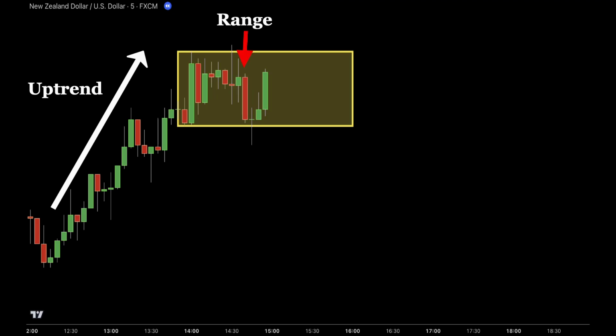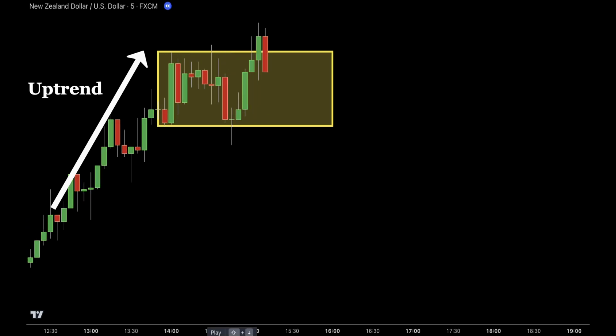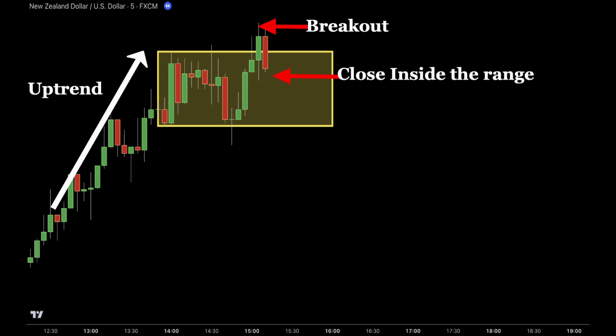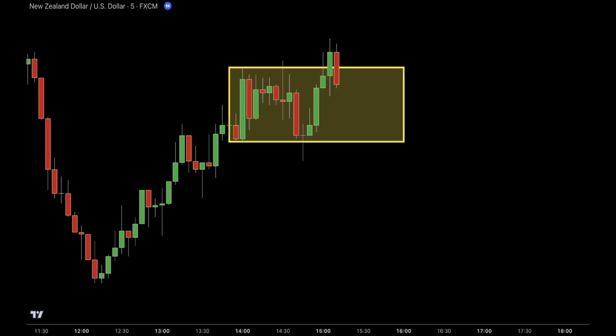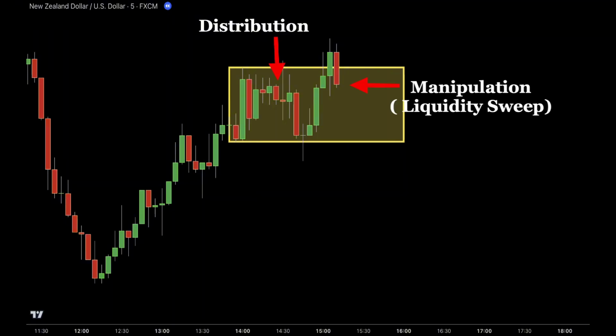At this point, the market starts to range, signaling that it might either break out and continue going up, or reverse and go down. As smart money traders, our strategy is to wait for a breakout above the resistance level, followed by a close back inside the range. Look closely, the market breaks above the resistance level and then closes back inside the range. This is a clear liquidity sweep. What we're seeing here is the classic setup of distribution, manipulation, and markdown, a textbook bearish power of 3 pattern.